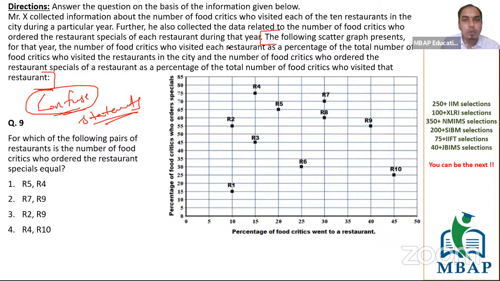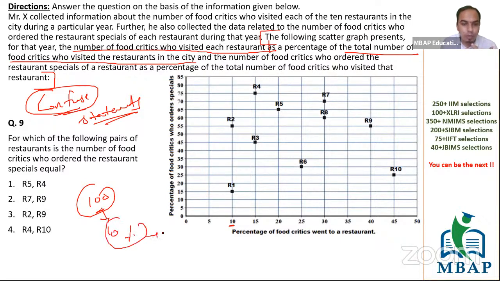The number of food critics who visited each restaurant, this is one data, as a percentage of the total number of food critics who visited the restaurants in the city. What does it mean? That means this percentage. For example, restaurant number one shows 10 here. That means if there are 100 food critics who went to restaurants, 10% of them went to R1. That's what it means: percentage of food critics who went to a restaurant. For R6, 25% of food critics visited R6. That's what your x-axis data is giving me.